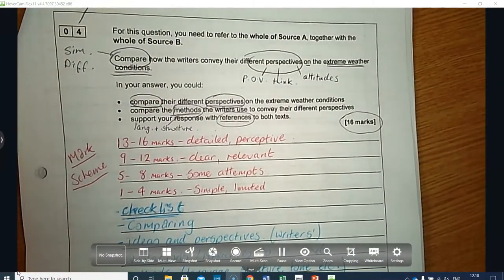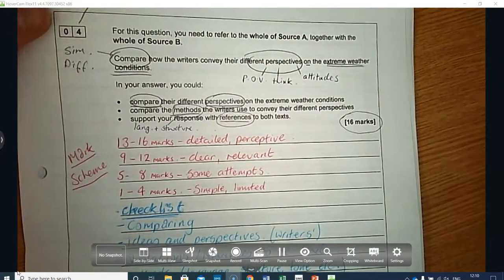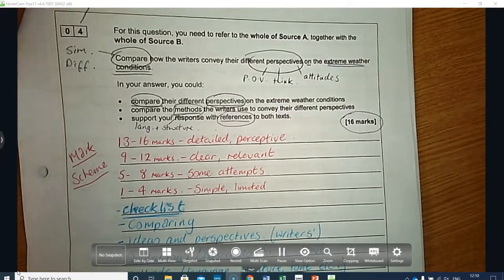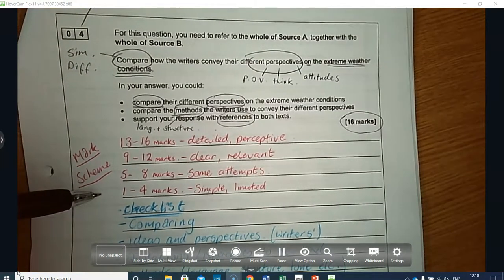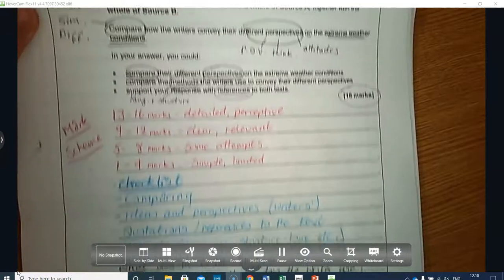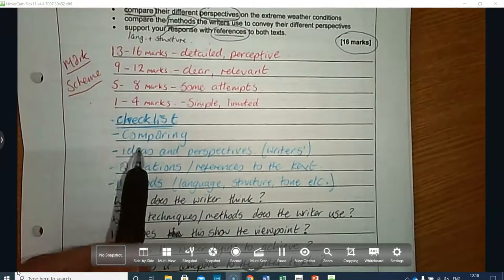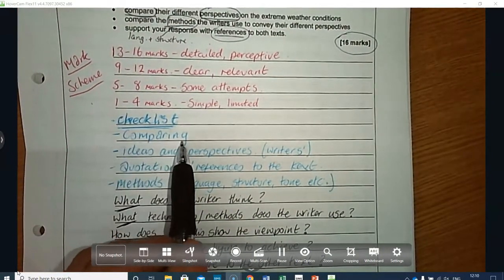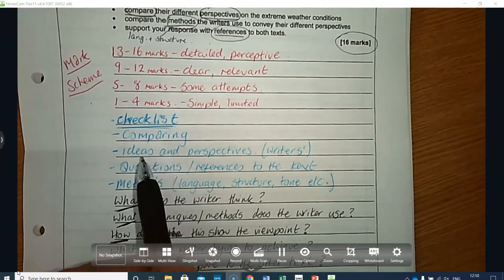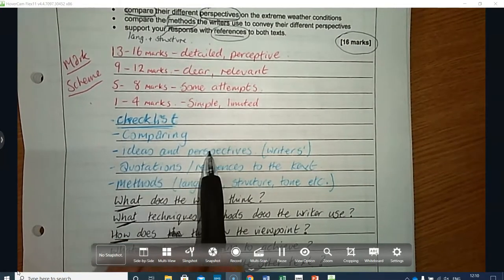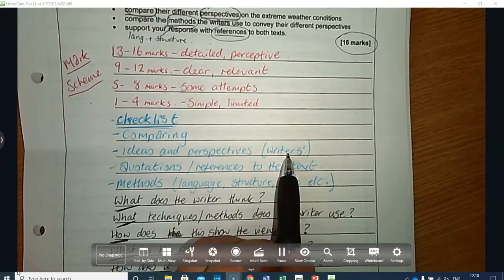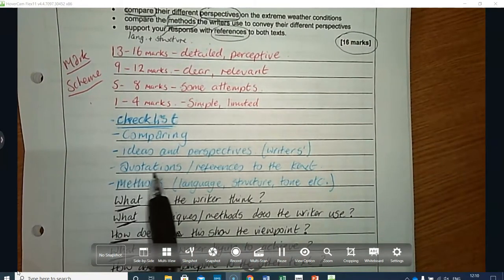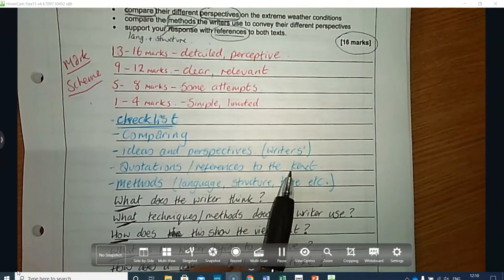So these are the different things that we'll be tested on, and you can see that here in this checklist. So pause the video if you haven't got all of that down, because the next thing you're going to need to write down is the checklist. It's getting us to compare, so comparing is really going to be key. It's getting us to write about ideas and perspectives, and it means the writer's ideas and perspectives. Also wants us to write about quotations or references to the text.